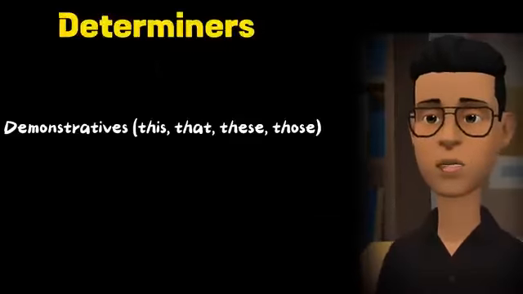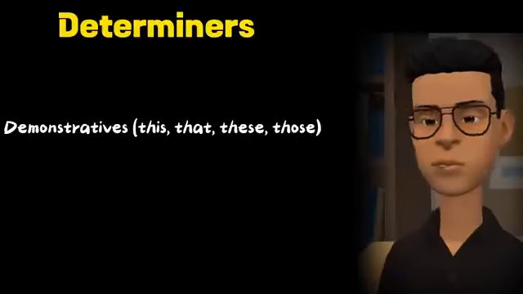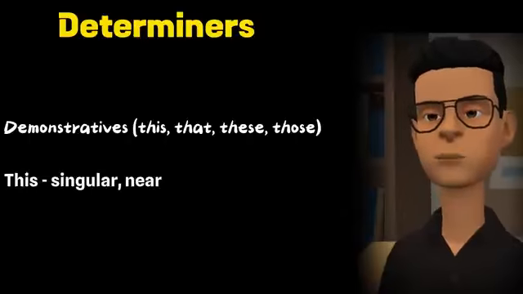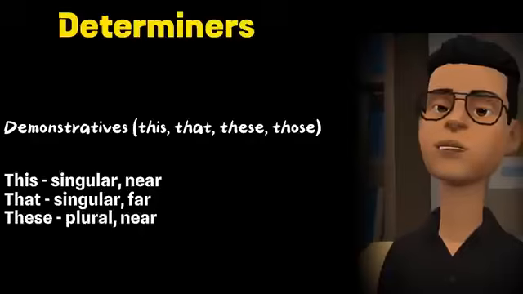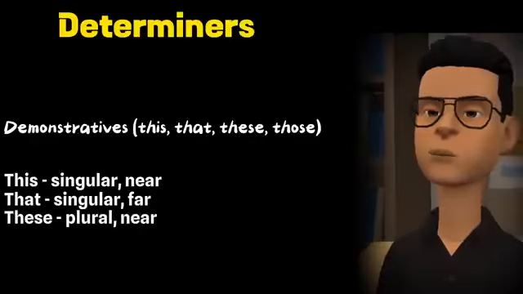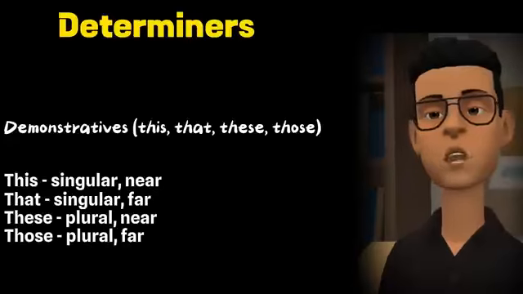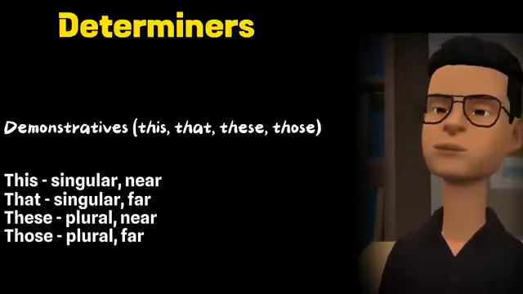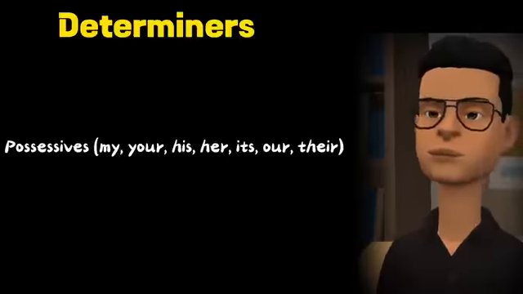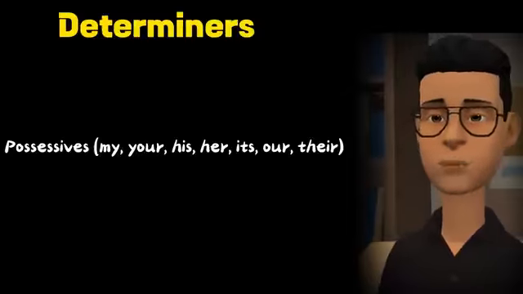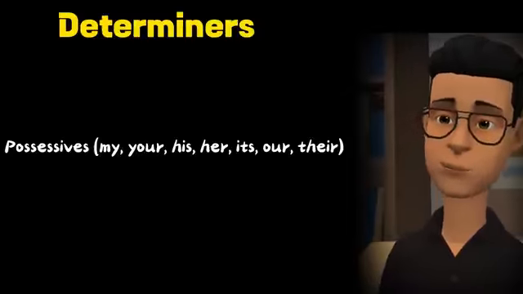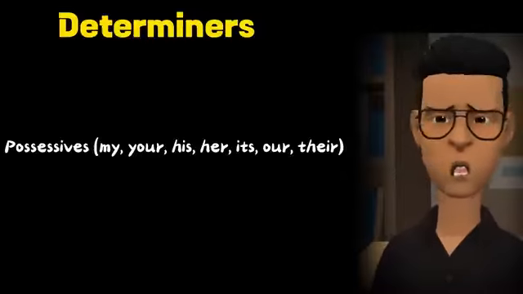You know where demonstrative determiners are used. If a singular noun is near, use this. If a singular noun is far, use that. If a plural noun is near, use these. If a plural noun is far, use those. Possessive determiners, like my, your, his, her, its, our, and their. You already know which one is used when.